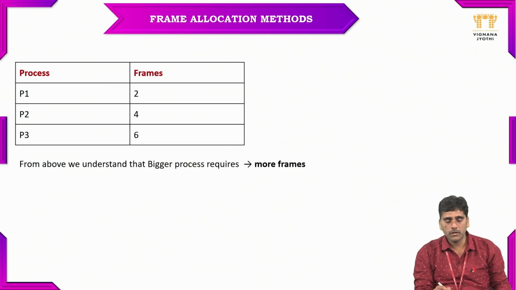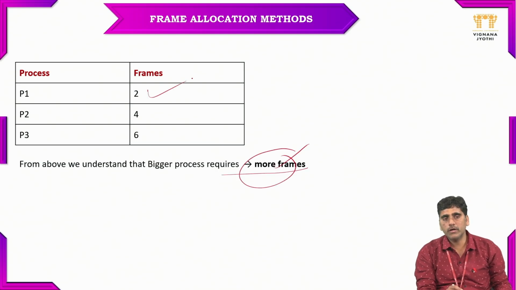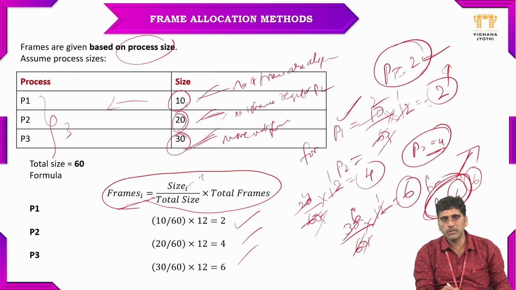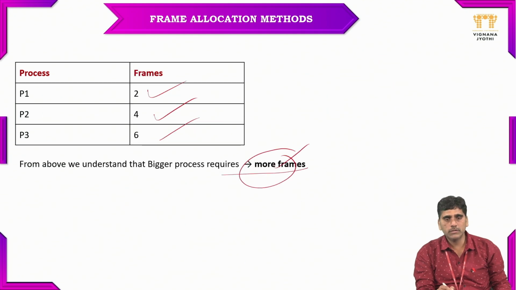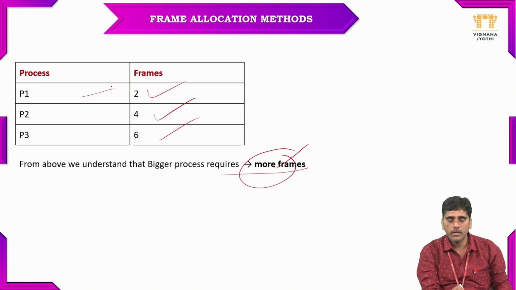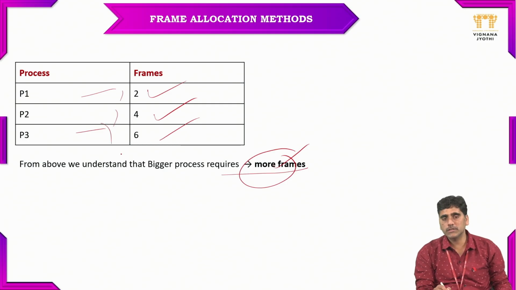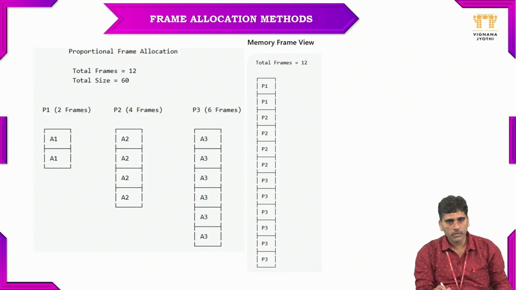And here you can see another example from this. What we understand is that the bigger process requires more frames. So P1, 2 frames are required. For P2, 4 frames are required. For P3, 6 frames are required. As per this problem, we have to write the number of frames required for each and every process. So P1 requires only 2 frames, P2 only 4 frames, and P3 only 6 frames. So this is the proportional frame allocation method.